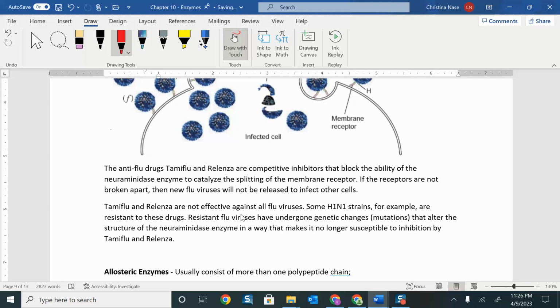So they're not effective against all flu viruses, and some of these can undergo genetic mutations, and then the drugs won't work anymore.